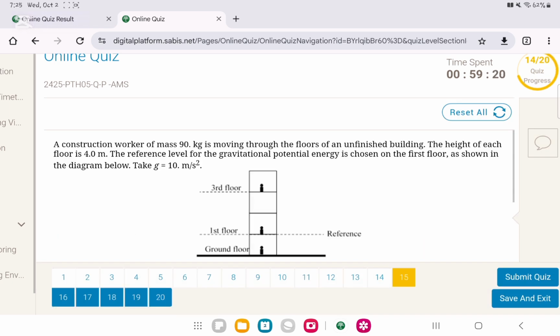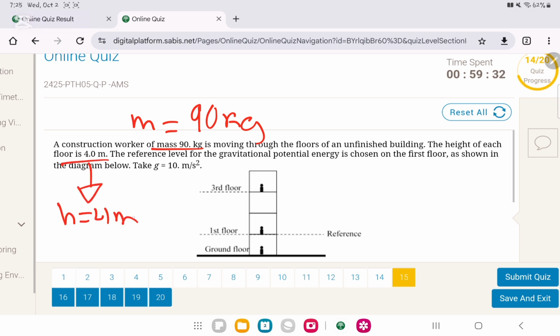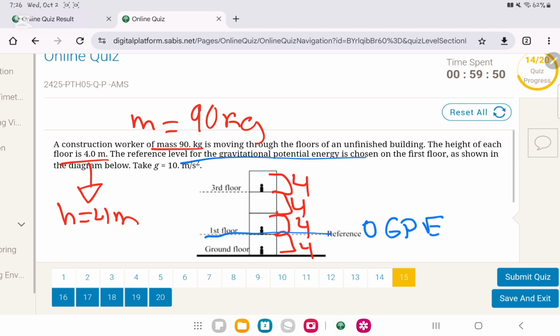A construction worker of mass 90 kg is moving through floors of unfinished buildings. The height of each floor is 4 meters. That means this is 4, this is 4, this is 4, this is 4. The reference level for gravitational potential energy is chosen on the first floor, so this is the reference level, 0 GPE. Take g equal to 10 meters per second squared.